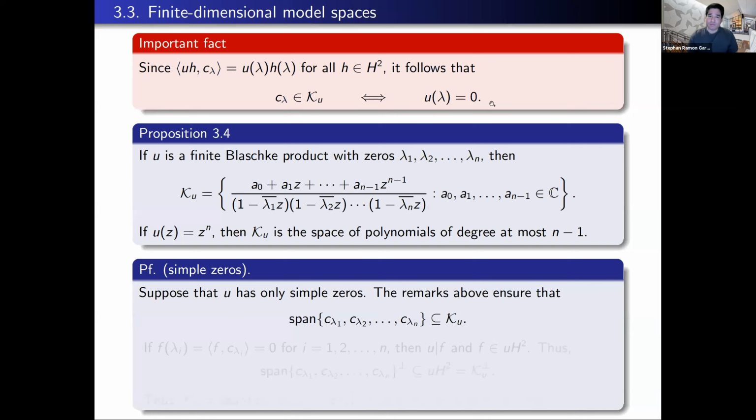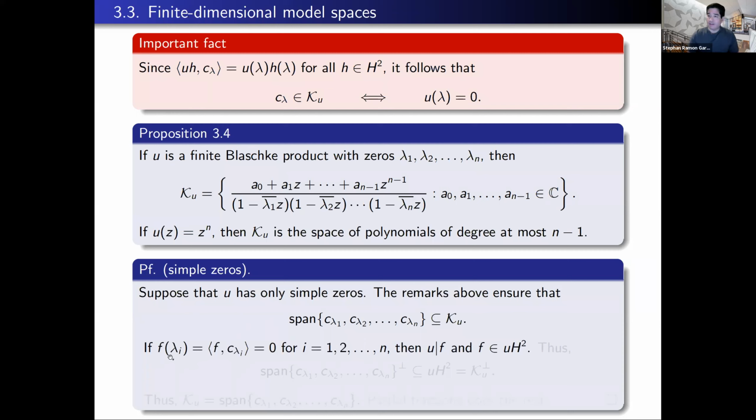Now, this comment above about when a Cauchy kernel is contained in a model space tells us that each of the Cauchy kernels corresponding to the zeros of U belongs to the model space. So their span belongs to the model space Ku. So we just need to look at that reverse containment. And so we note the following.